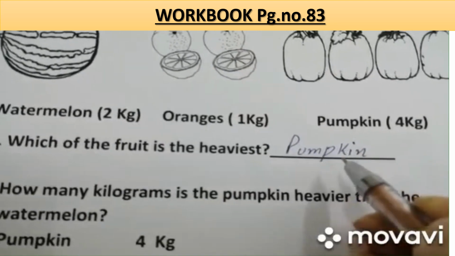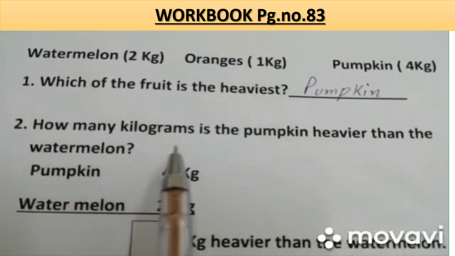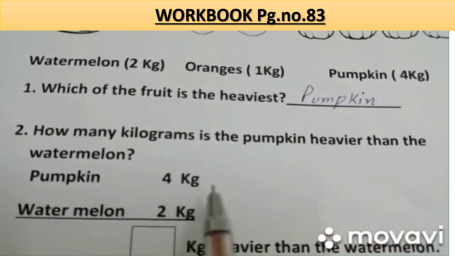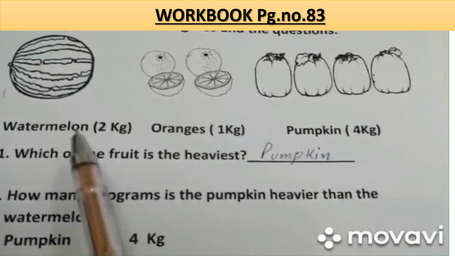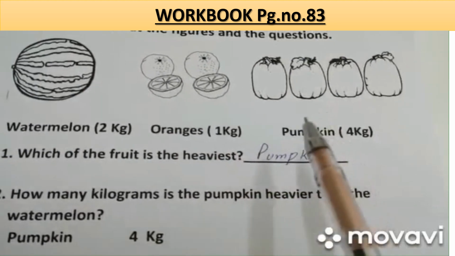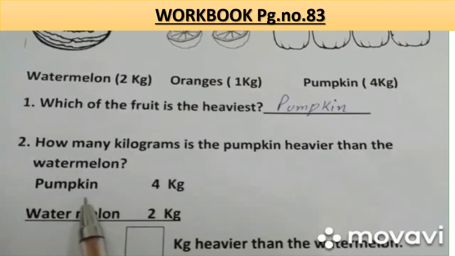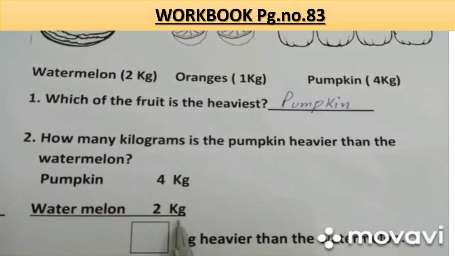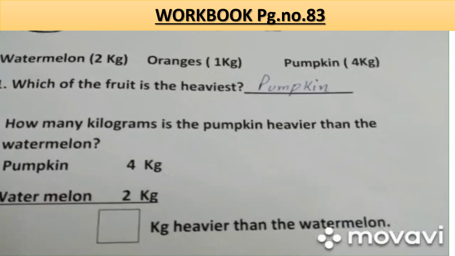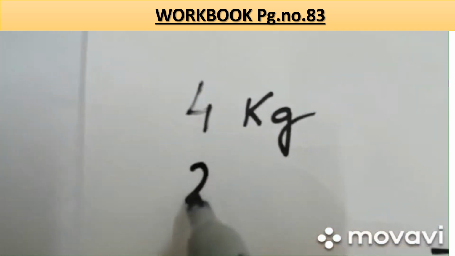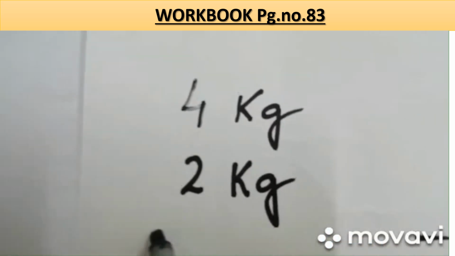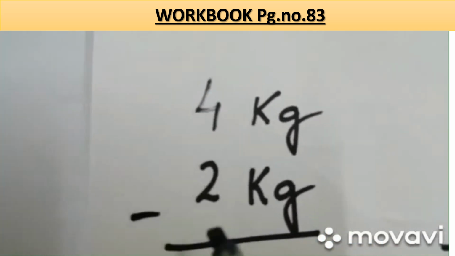Pumpkin. Okay. Now let's do the next question. How many kilograms is the pumpkin heavier than the watermelon? This is question number 2. You have to say how much pumpkin is heavier than watermelon. Now you have to say the difference between pumpkin and watermelon. Pumpkin is 4 kg. Watermelon is how much? 2 kg. Now we will find the difference. How will we find the difference? We will do subtraction, means minus.